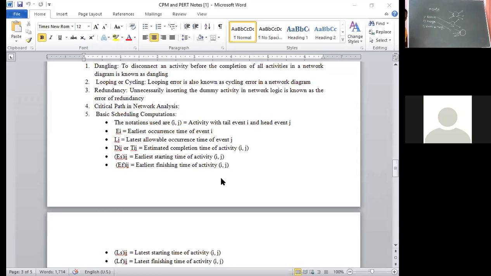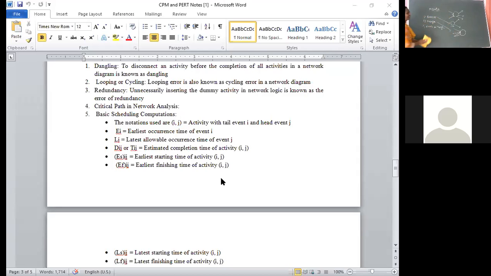Again, I am repeating the definitions. Please go through the definitions later. First definition: when more than one activity starts from an event, it is called a burst event. The second one: when more than one activity terminates in an event, it is called a merge event. A combination of these two is merge and burst event. An event where more than one activity starts as well as terminates is called a merge and burst event.